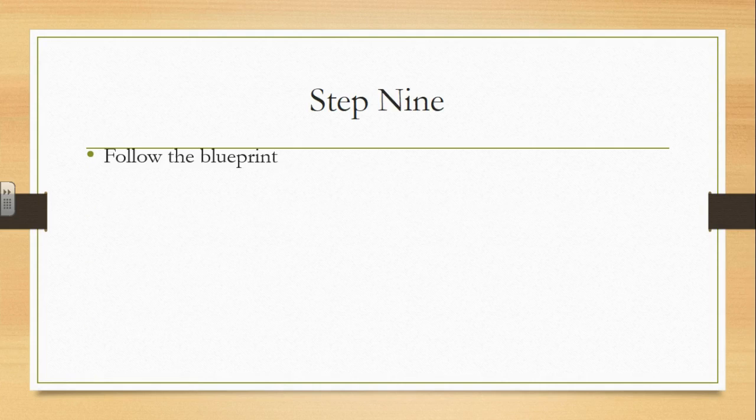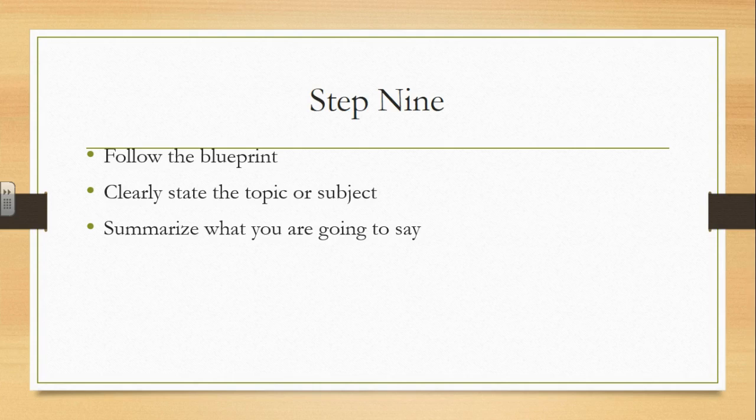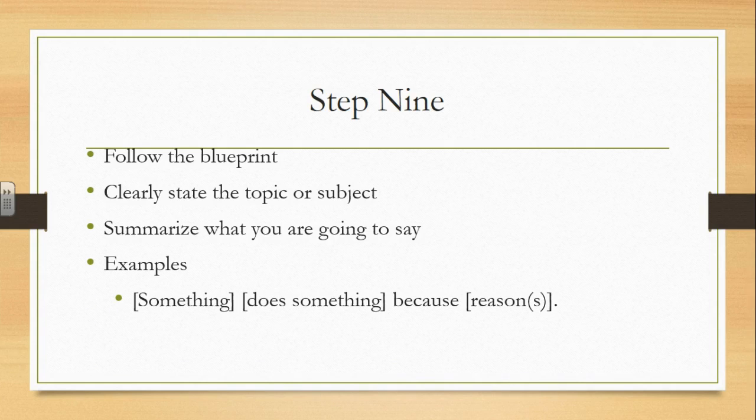Step number 9, okay, follow the blueprint. Your thesis is a blueprint that's telling you where your paper is going to be going. Follow that and everything will be easier for you. Clearly state the topic or subject and then summarize what you are going to say. This summary is not, "Today my paper is going to be telling you about this," or "This paper is about." Do not ever do that. You are better than that. That is not a thesis statement. That is simply telling me what's going to be happening. We'll show some ways to get rid of that. Basically just say "this paper is going to be about," delete that whole thing and then start right there, and that's going to be your thesis statement, okay?